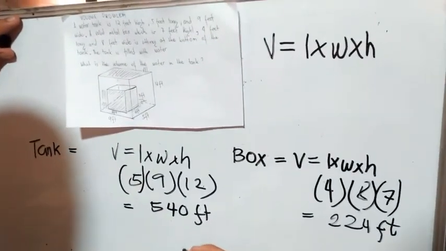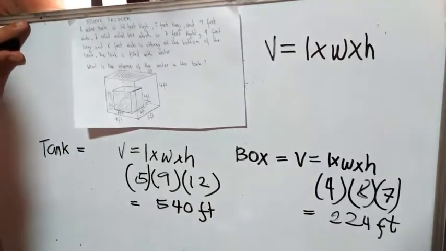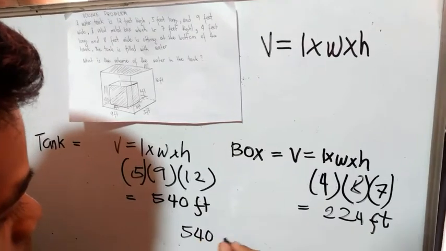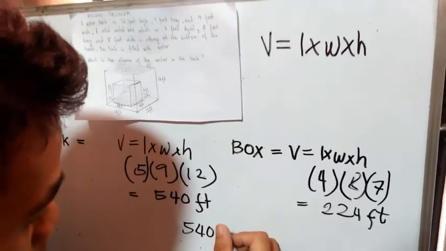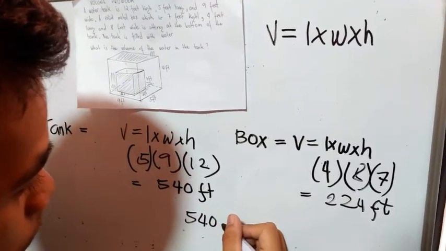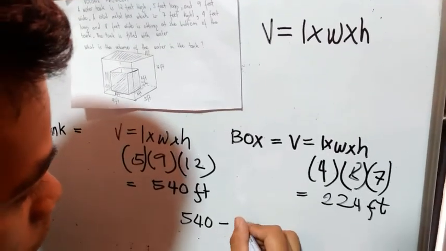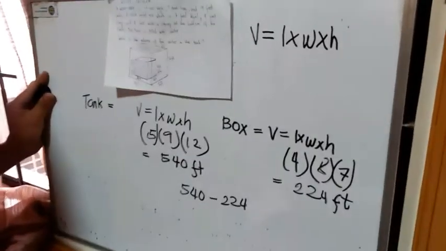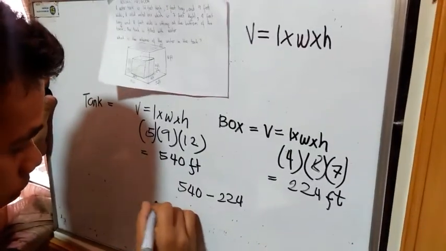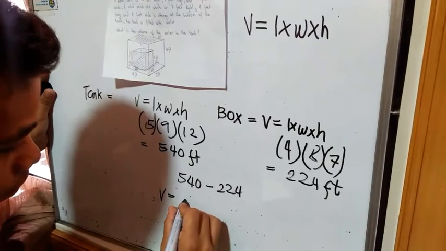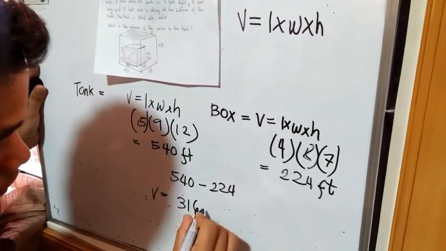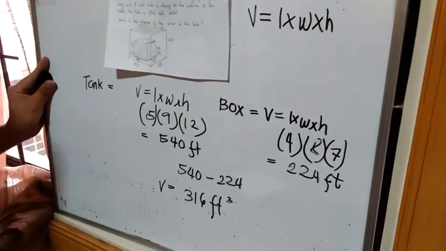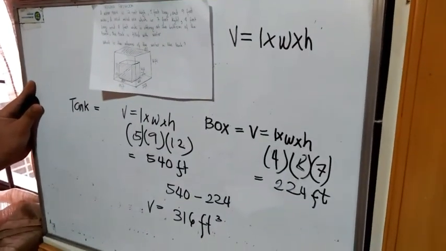So, in order to get the volume of the water in the tank, just use the 540, a subtraction. So 540 minus 224, and we got a volume of 316 cubic feet. So that's the volume of water in the tank.